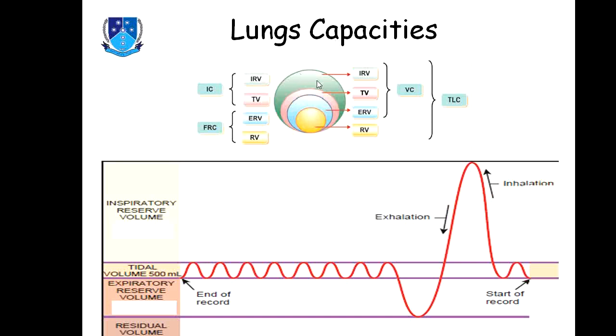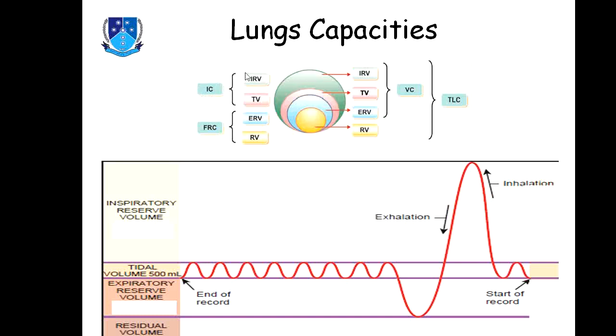In this you can see this green layer represents the inspiratory reserve volume. This pink layer represents the tidal volume. This bluish layer represents the expiratory reserve volume, and this yellow layer represents the residual volume. So first of all, this one, this is called inspiratory capacity.